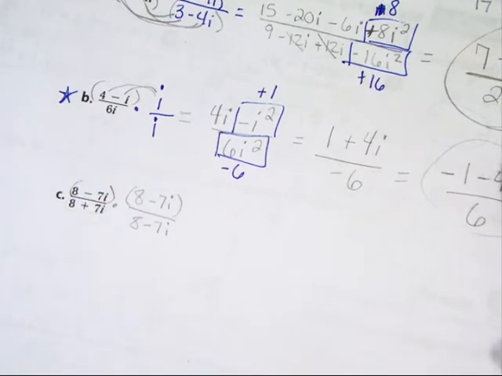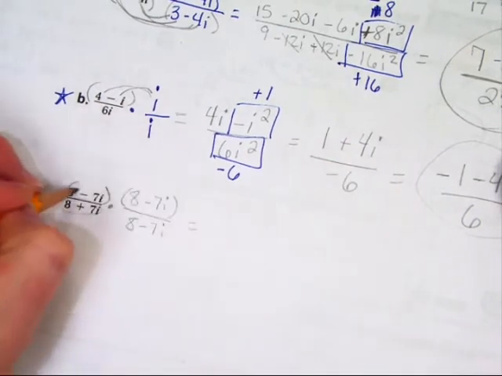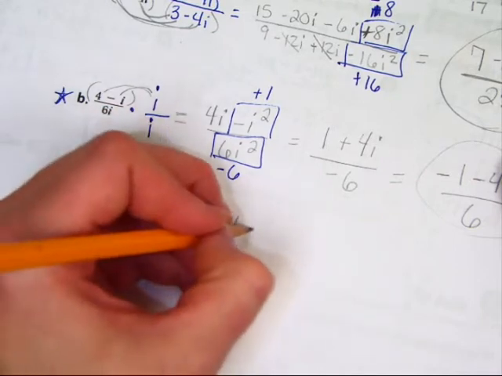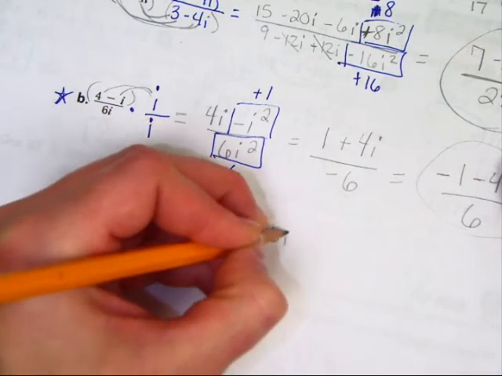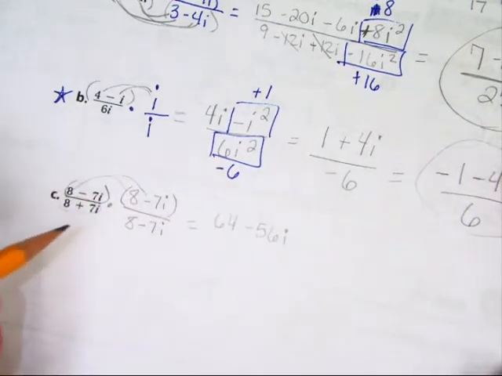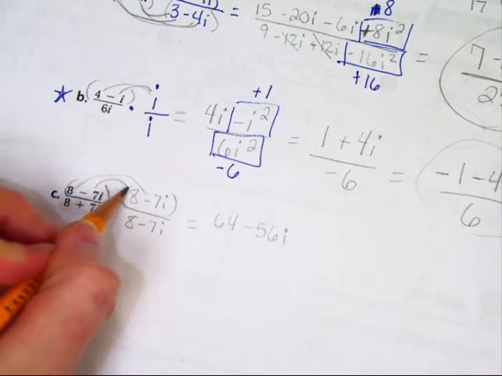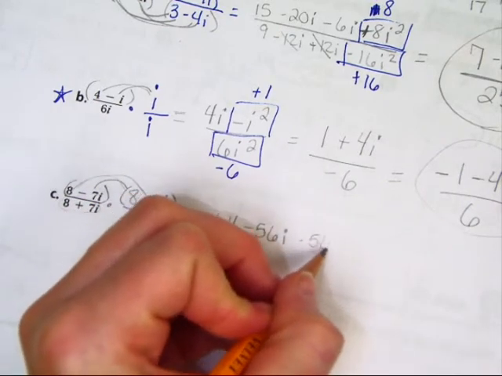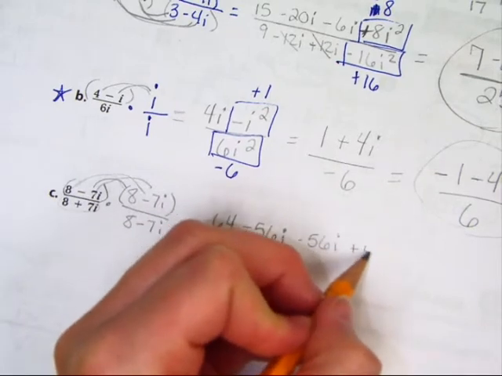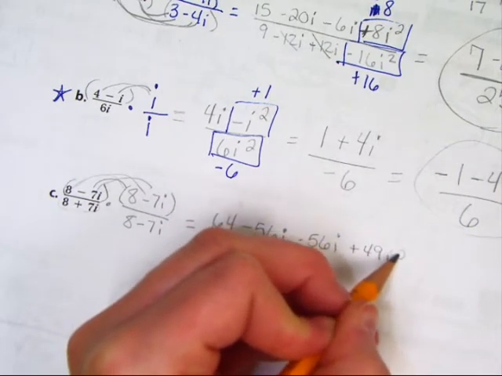All right, on the top, let's FOIL. 8 times 8 is 64. 8 times a negative 7 is minus 56i. Negative 7 times 8 is minus 56i again. Negative 7 times negative 7 is positive 49i squared.